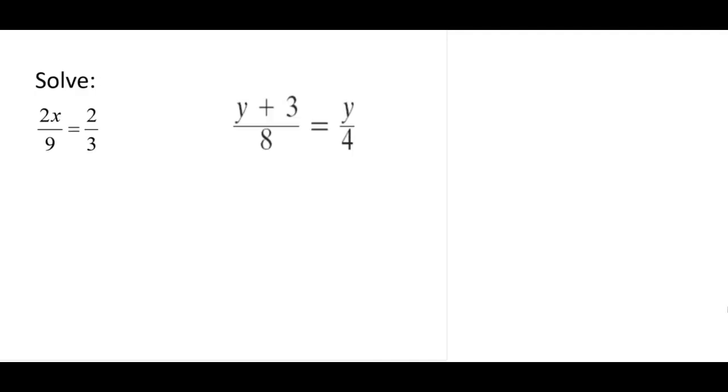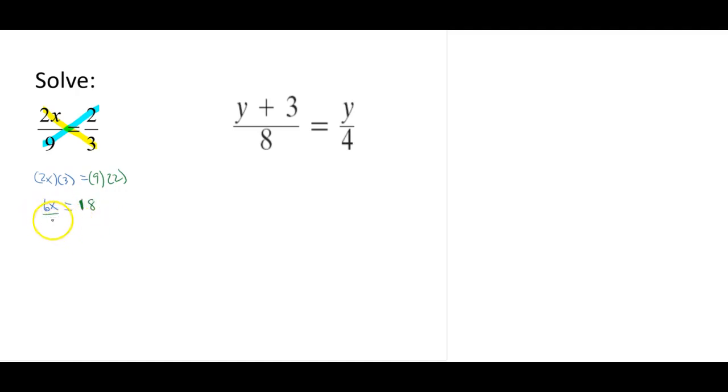So let's go ahead and solve some proportions here. So when we cross multiply, I always like to cross multiply the way the variable is first. So I'm first going to cross multiply and do 2x times 3, which will give me 6x. Then I write my equal sign. I cross multiply the other way, right? Which gives me 9 times 2, which is 18.